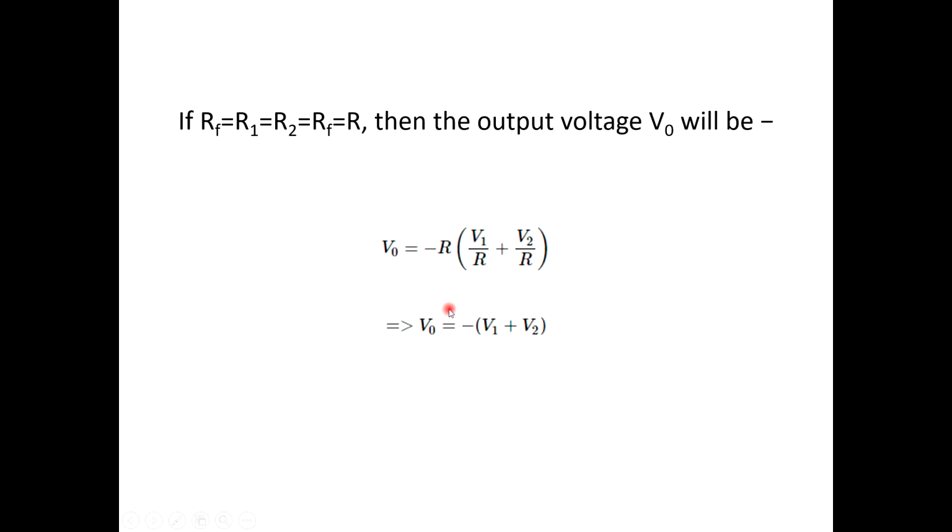So ultimately what do we get? We get the output voltage is equal to minus of V1 plus V2. Now, let's pay attention to the terms in the bracket. It is the summation of V1 with V2. Outside there's a negative sign. The meaning of this negative sign is that there's a phase difference between the input and the output. This is the case of the inverting amplifier used as a summer.